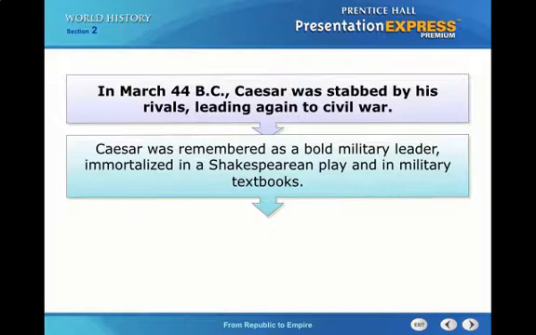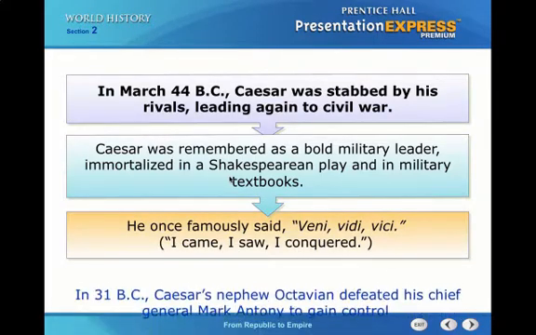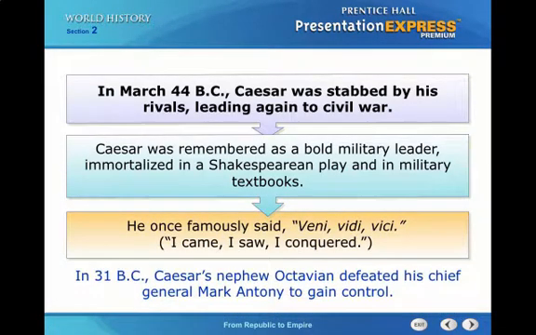And he was stabbed because the Senate believed that he was becoming too much of a dictator and had taken too much power. And he famously said, "Veni, vidi, vici," I came, I saw, I conquered. And Caesar's nephew Octavian is going to take over for him, and he's going to avenge Caesar's death because Mark Antony, another one of Caesar's friends, was in on this plot to kill Caesar.